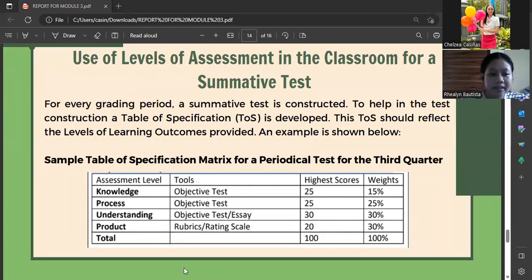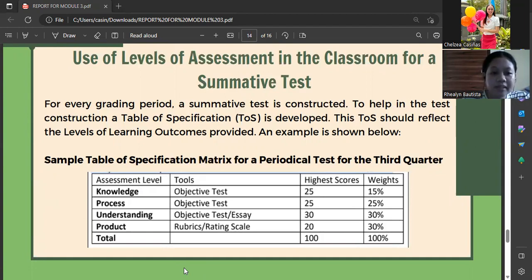For every use of levels of assessment in the classroom for a summative test, for every grade period, a summative test is constructed. When we say summative test or assessment, it evaluates student learning, knowledge, proficiency, or yung success at the conclusion of the instructional period. It aims to evaluate student learning and academic achievement at the end of a quarter or term.